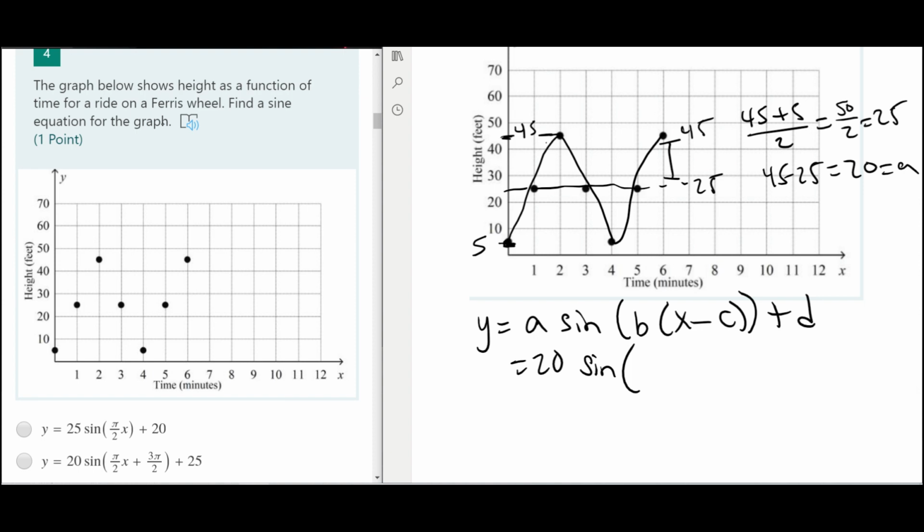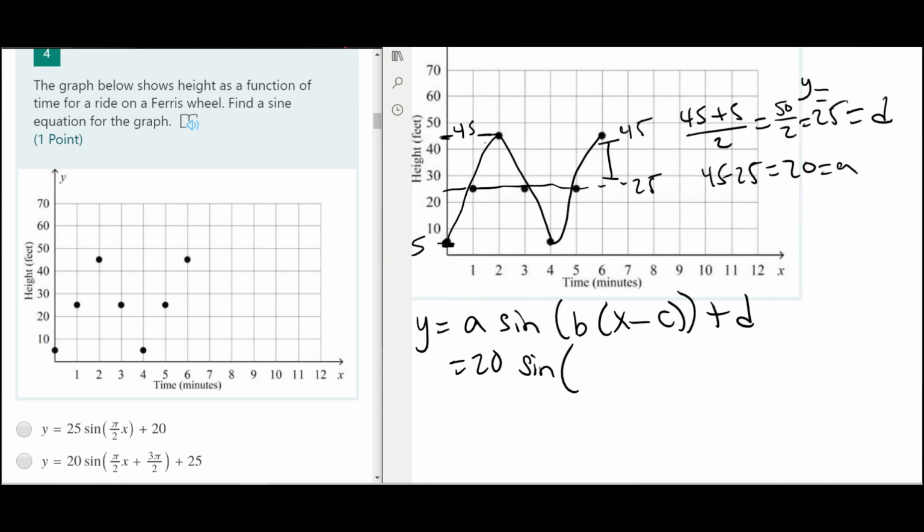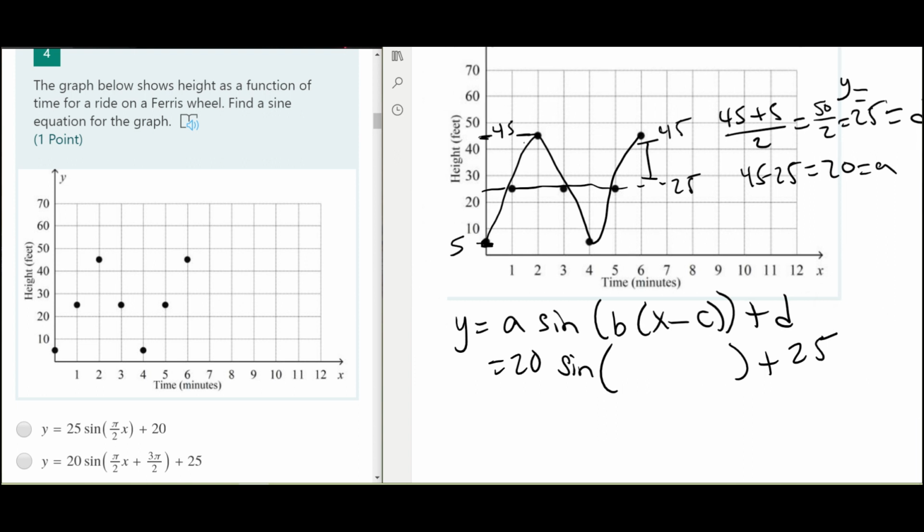Next, we have to find our D. Well, we know our midline. We said our midline was 25, right? So that right there is actually our D. So let's put that right here, plus 25. So already we have two constants for the equation. Very simple so far for A and D. So now we have to find B and C.